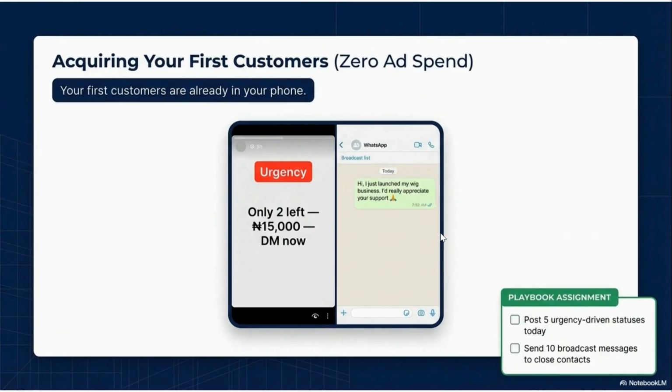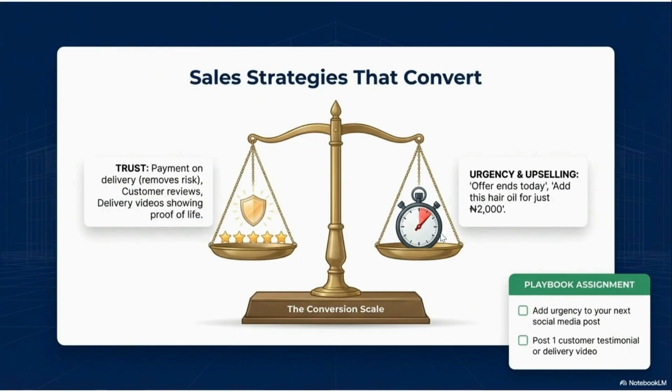Another strategy you can do is to use urgency. Okay, most people will never take action until you prompt them to take action. And how do you prompt people to take action? You can say only 2 slots left, DM now, just like as seen on my screen. Okay, for those of us selling physical product, you can do pay on delivery, although it has its own risk though.